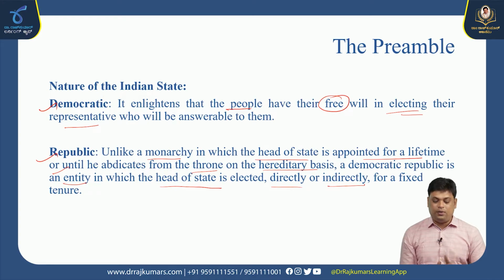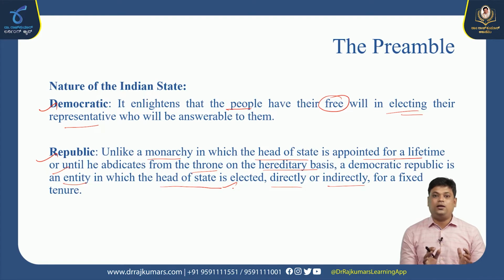But what is this republic system? We do not have any kind of monarchical head for the state. Instead, we form the state under a head elected by the people, either directly or indirectly. Directly we elect the Prime Minister of India, indirectly we elect the President of India, and both have a tenure, a fixed number of years they can serve in their position. Likewise, that is known as republic.